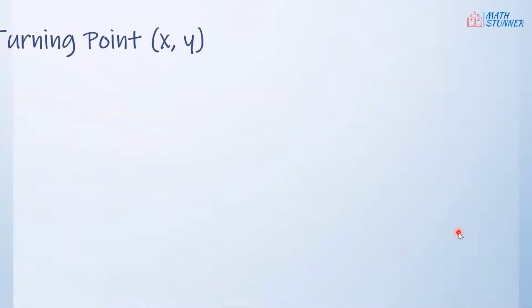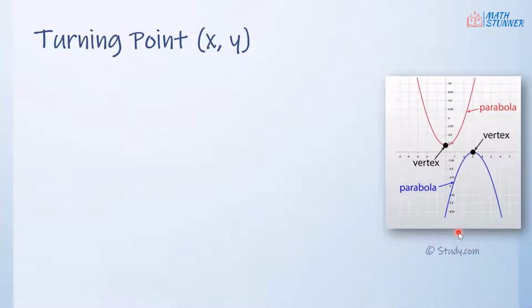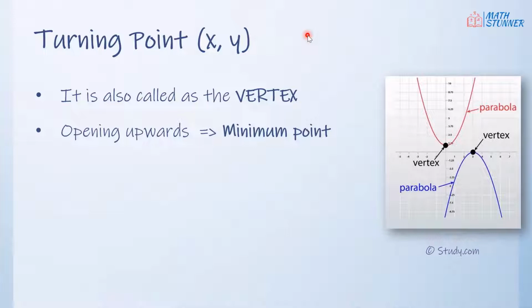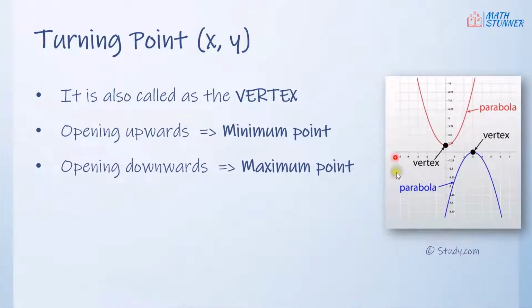Next, we are going to look at the turning point, which is also called the vertex. Now, this is a point, meaning it should have an x coordinate and a y coordinate. This is also called a minimum point if my curve is going to be opening upwards, as you can see in the red curve, or this can be a maximum point if my curve is going to open downwards, which you can see in the blue curve.